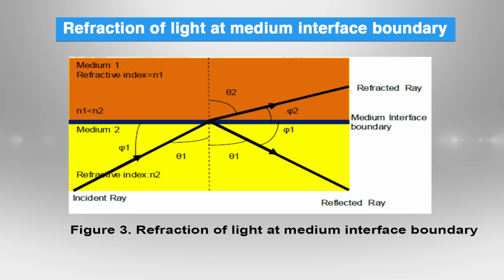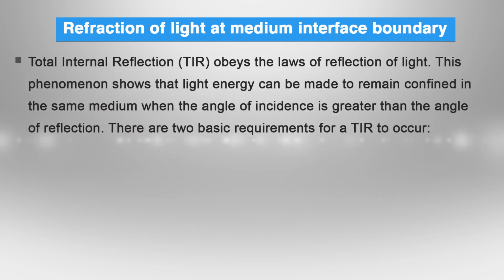The word total signifies that the entire light energy that was incident on the media interface is reflected back into the same medium. Total internal reflection obeys the law of reflection of light. This phenomenon shows that light energy can be made to remain confined in the same medium when the angle of incidence is greater than the critical angle.